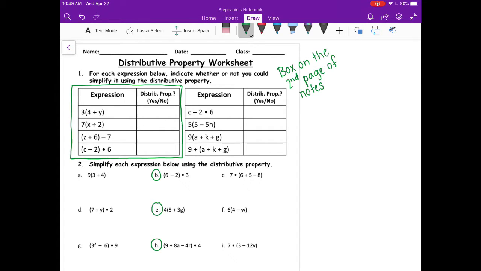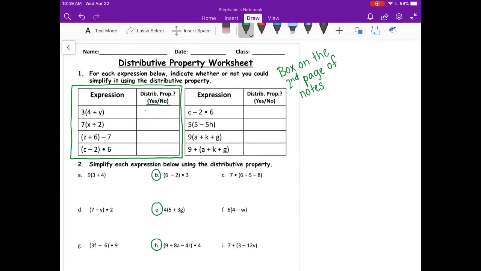We'll do the box that is circled in green together, and then you can do the other one by yourself. For each expression below, indicate whether or not you could simplify it using the distributive property. So as I said, we're going to be using that box on your second page of notes to really help us figure out which of these is and which of them isn't. Let's look at the first one. We want to see whether the operation inside the parentheses is addition and subtraction and the one outside is multiplication. For this one, it's a yes.